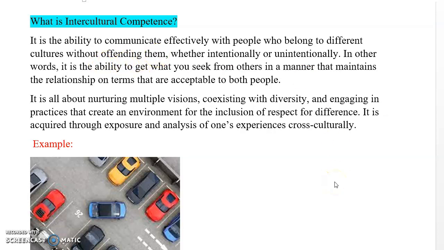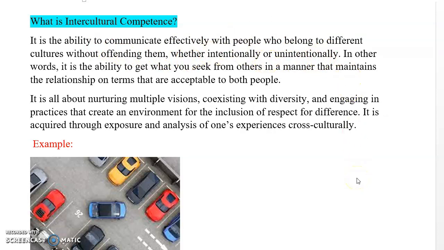You have to take care of the point that they come from different cultural backgrounds. So what is acceptable for you may not be acceptable for him, and vice versa. What is understood by you is not necessary to be understood by him. Okay, so I have to deal with those people without offending them, whether intentionally or unintentionally.